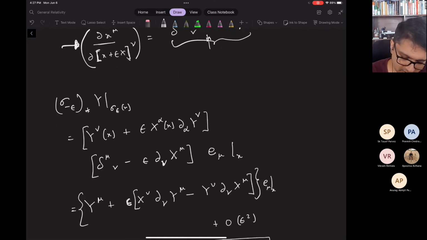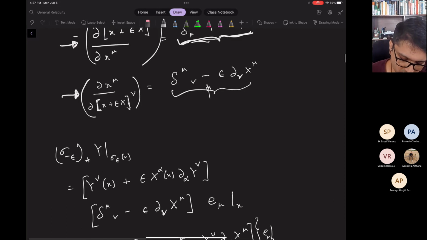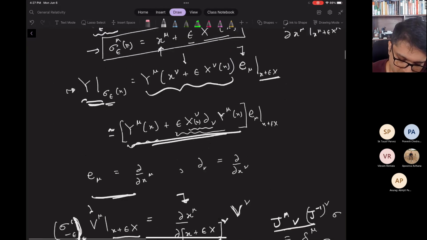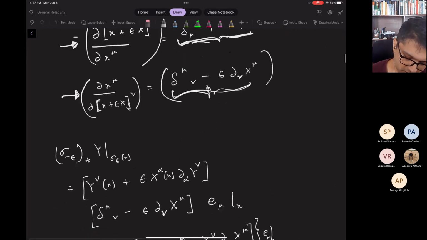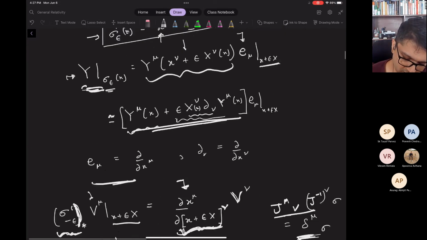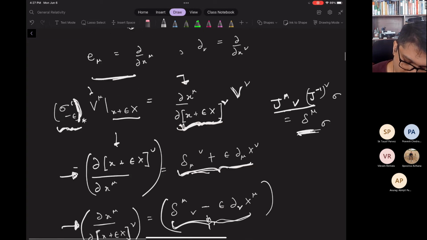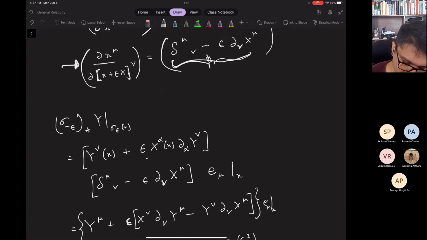Sorry, these are some technical steps, but let's just go through them. Now what we want to do is apply this inverse Jacobian to y sigma epsilon x to pull it back. So I'll just write those components here. I'll switch indices, so I'll call this nu, call this mu. What I have is y nu plus epsilon x alpha partial alpha y nu.